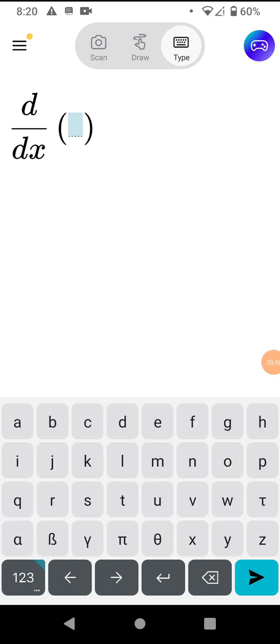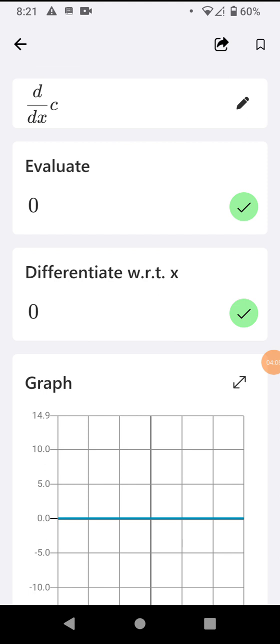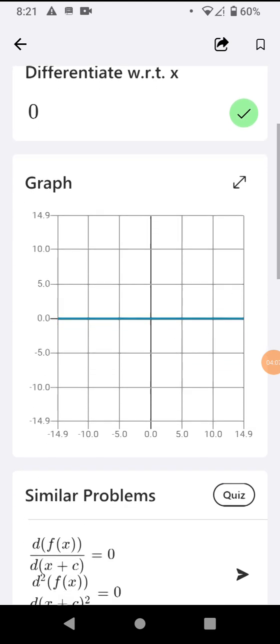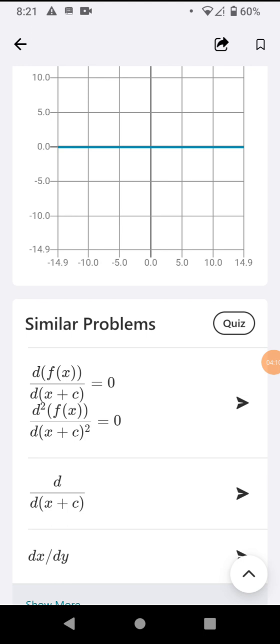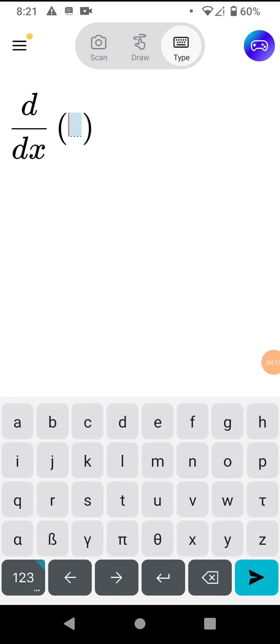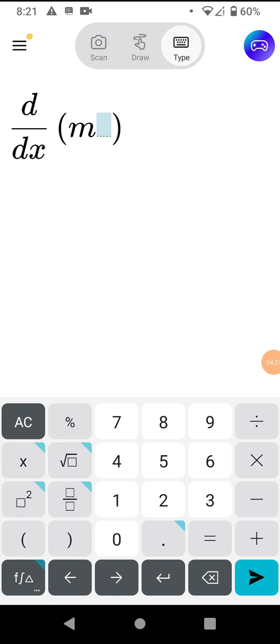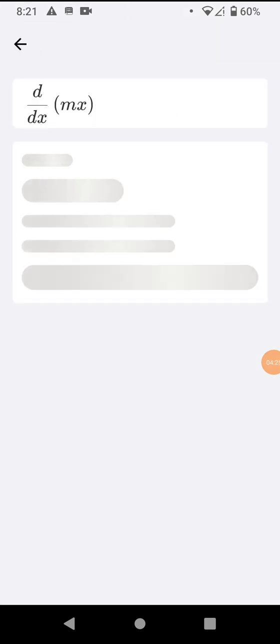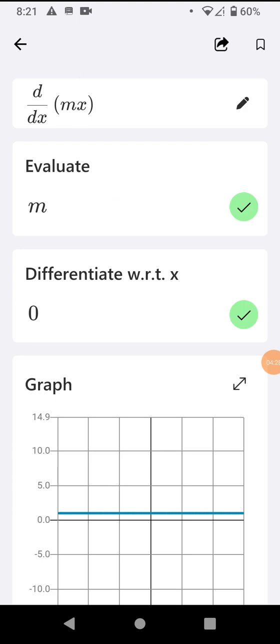I'm gonna grab a variable c. 0. Yeah, the derivative of any constant is 0. So the derivative of any constant times x is that constant that we multiplied.